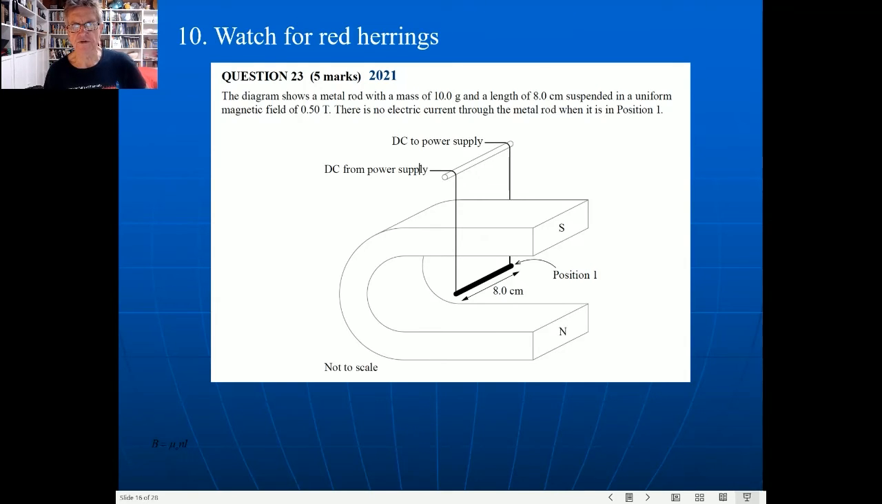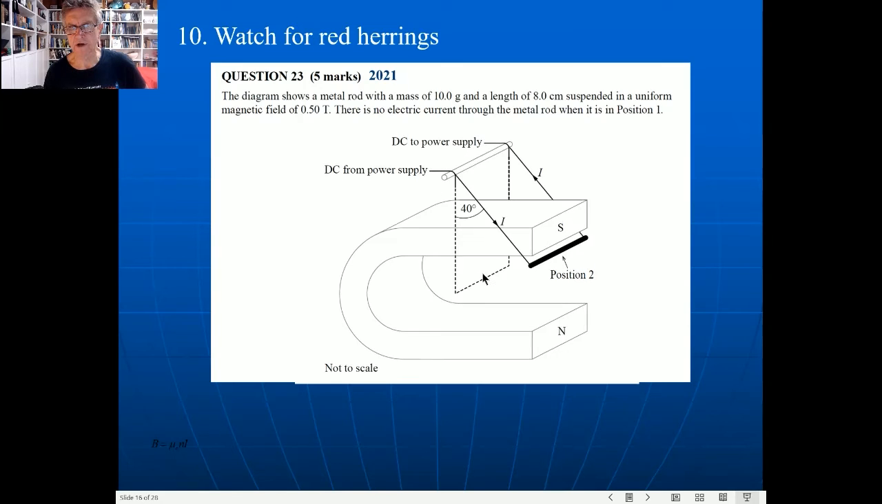So in this question from 2021, there were two diagrams. That's the first one, and what they did was they put a current through these two wires, and this little wire here shot out like that. Okay, and the angle here was 40 degrees.